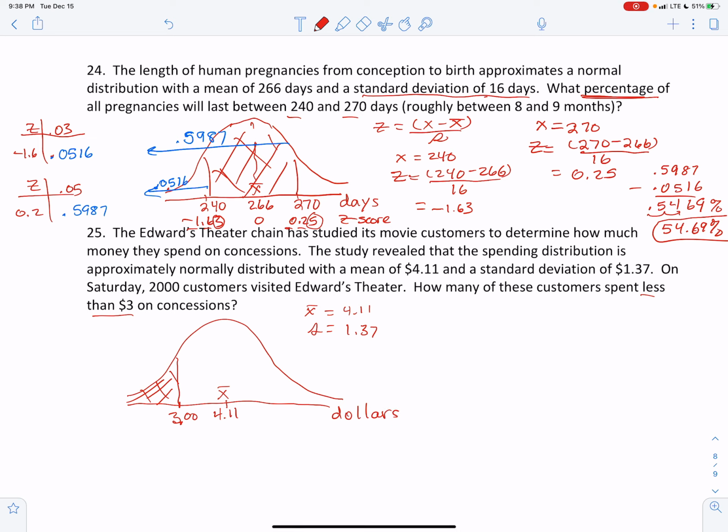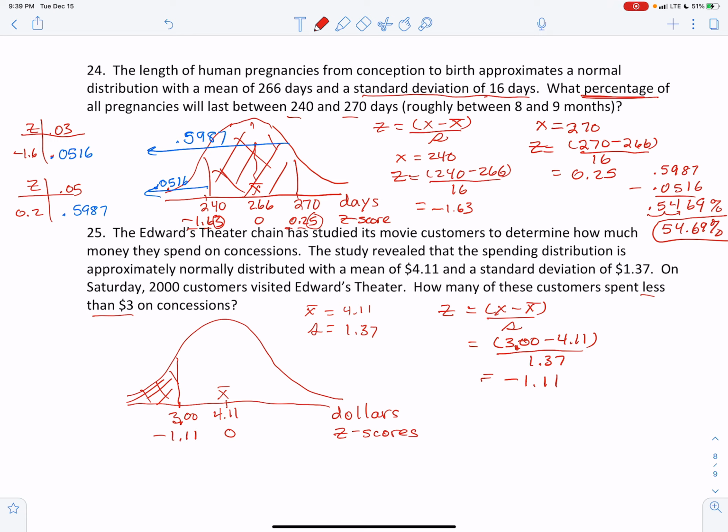I need to convert these values to z-scores. Well, I know the mean has a z-score of 0. For $3, use the formula, the value minus the mean divided by the standard deviation. So the value is $3. The value always comes first. It's $4.11 over the standard deviation of $1.37. So when I get my z-score, I want to round it to 2 decimal places. Negative 1.11.